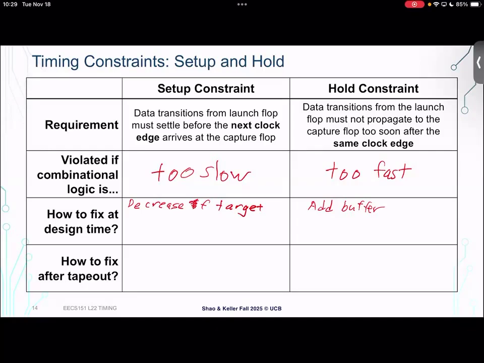Other thoughts? So what do you do if your chip comes back and you taped it out at 500 megahertz, but at 500 megahertz it's not working? Right. Very likely you have some programmable clock generator either on the bench apparatus or on your chip, right? So you can always turn down the frequency and make the chip work.